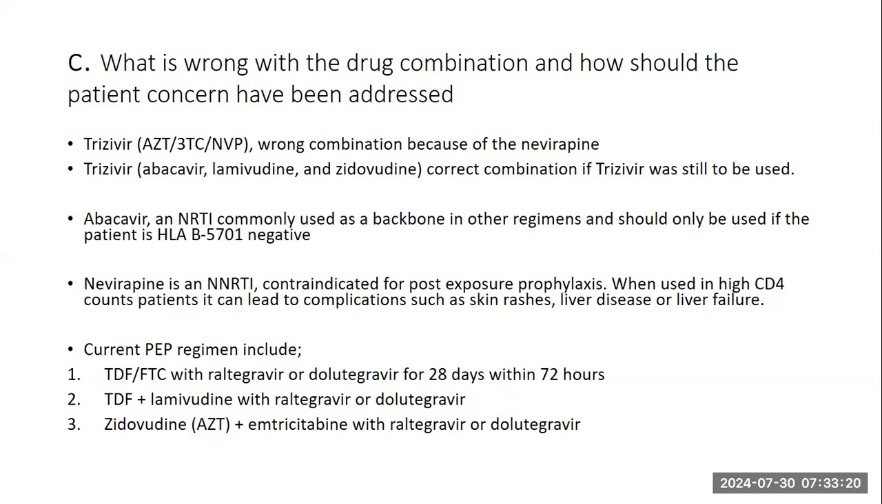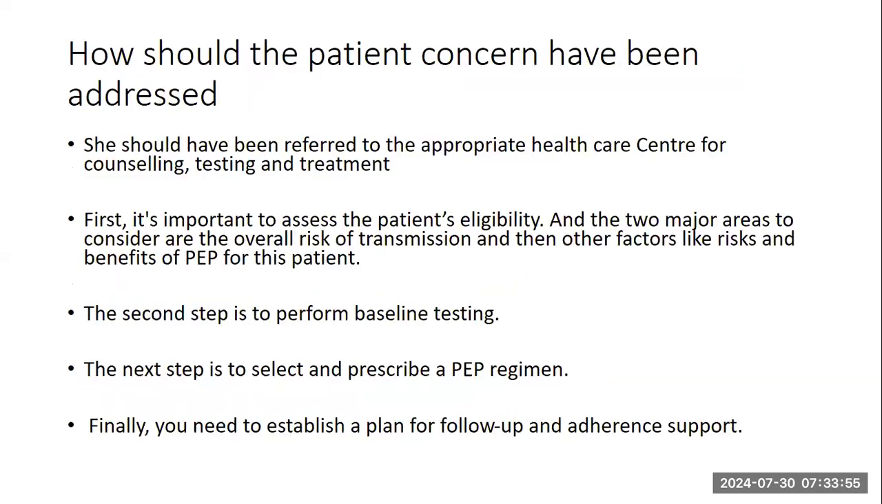But the current post-exposure prophylaxis you have to look out for may include tenofovir, emtricitabine, then you need to add raltegravir or dolutegravir for 28 days. And you know that anytime there's a PEP, you have to take the history and know when the patient was exposed. You need to take the drug within 72 hours. The earlier you start the drug, the better the prevention of the transmission of HIV. So after 72 hours, the drug may not be effective. You can also consider giving tenofovir, lamivudine with raltegravir or dolutegravir. And then there are other ones that are available.